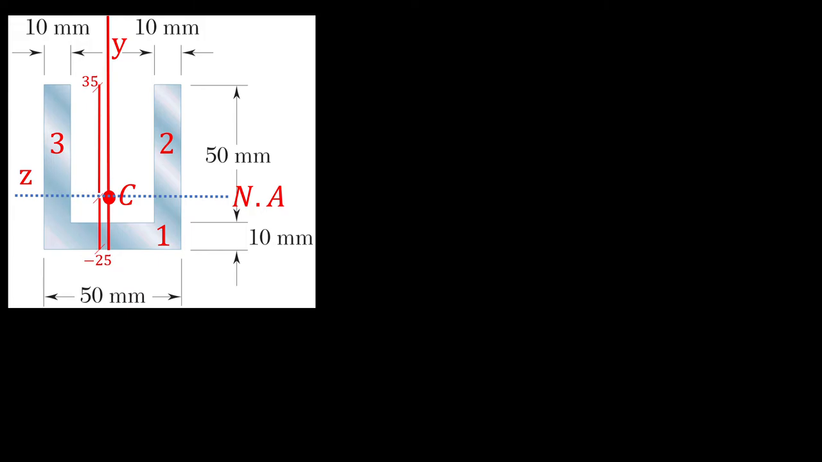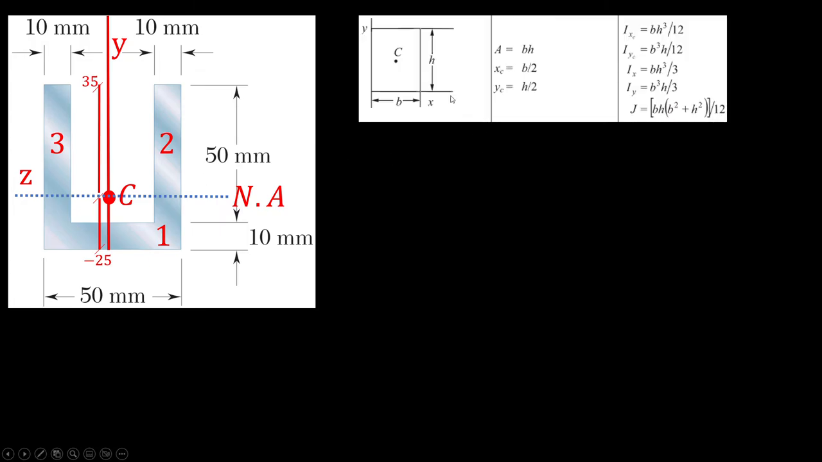And the neutral axis, where we're going to have the z-axis, is the axis of rotation in here. So we have rectangles, so we can go to a reference table, and from the reference table we can pick the appropriate area moment of inertia equation to find the individual area moment of inertia for each shape.